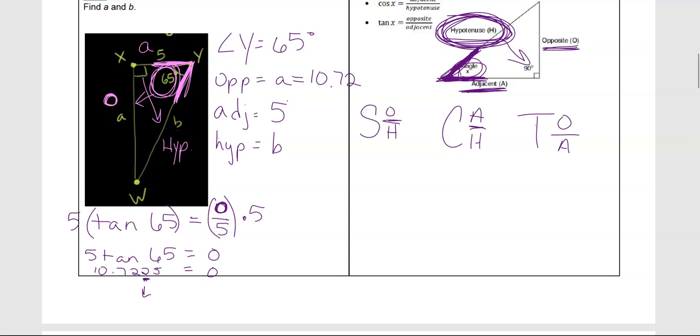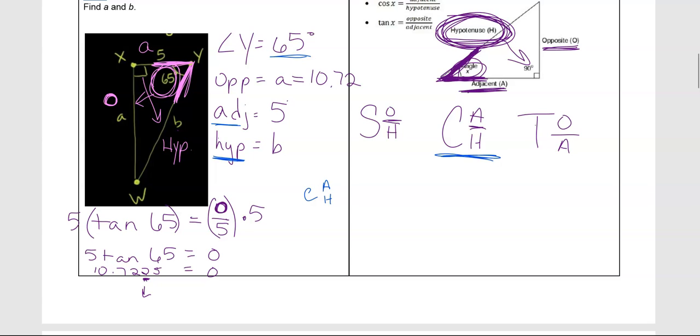Now let's go ahead and find out what the hypotenuse is. So again, we are given the hypotenuse and adjacent. So we have an adjacent side, we have a hypotenuse that we're trying to find information about, and we have an angle. So we have adjacent and hypotenuse, so we are going to do cosine, that's the C. So we have CAH.